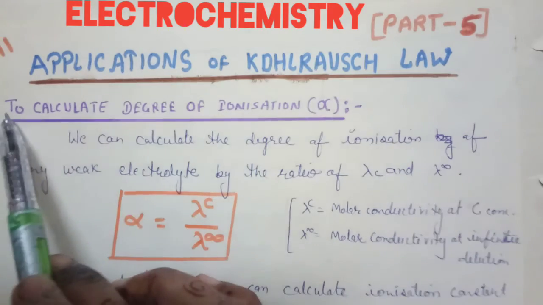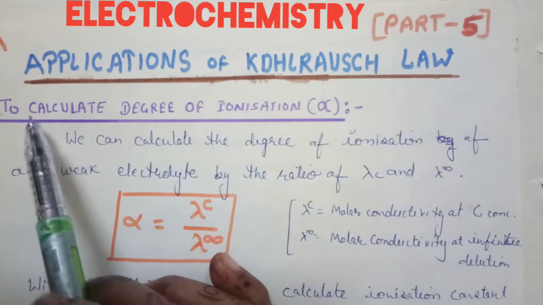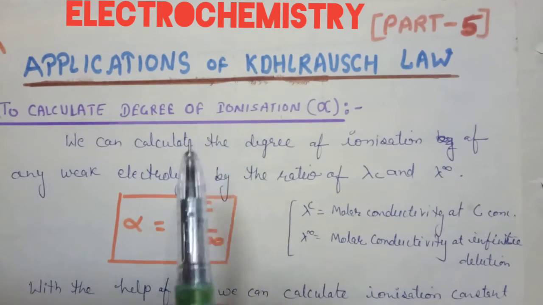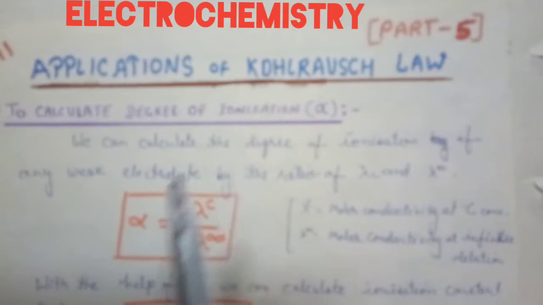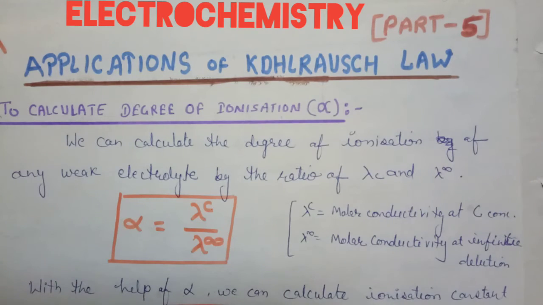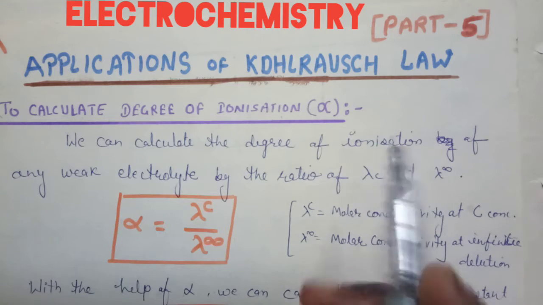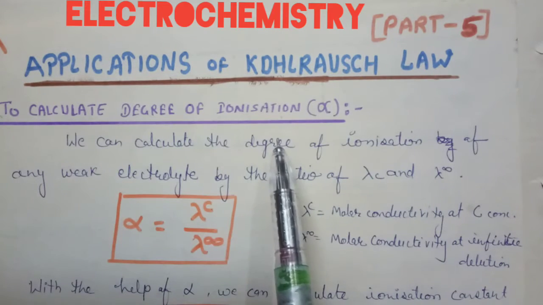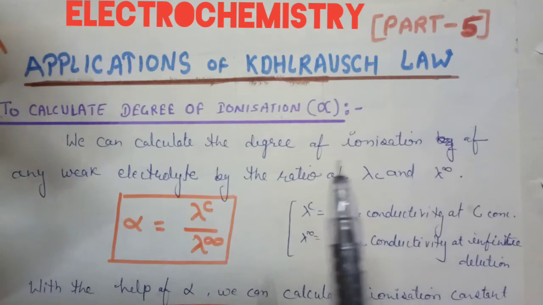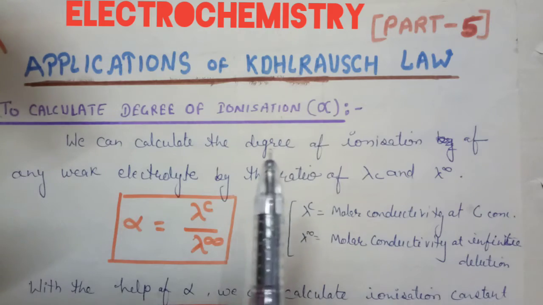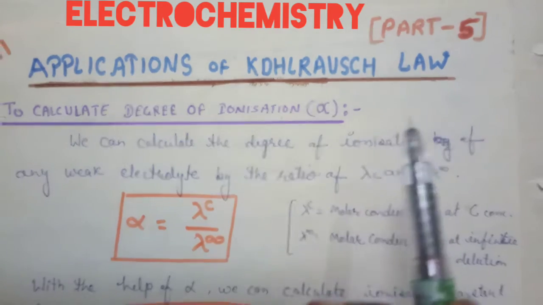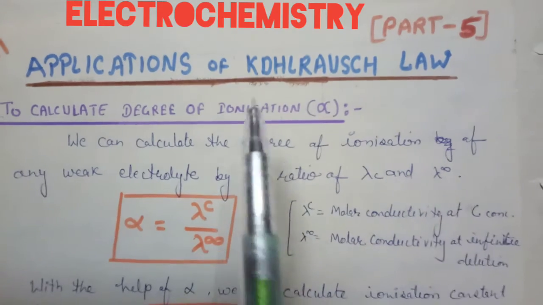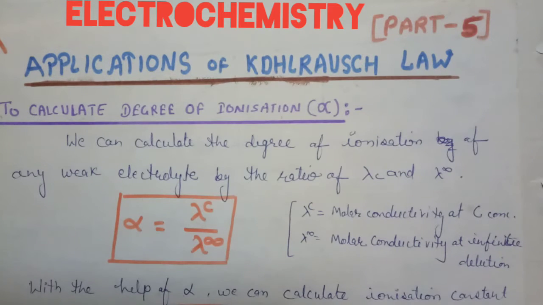Okay, there are three main important applications. Number one is to calculate the degree of ionization. We know that electrolytes are of two types, weak and strong. A strong electrolyte means 100% ionization takes place, but a weak electrolyte means there is less than 100% degree of ionization, or we can say dissociation. So with the help of Kohlrausch law, we can calculate the degree of ionization or degree of dissociation.